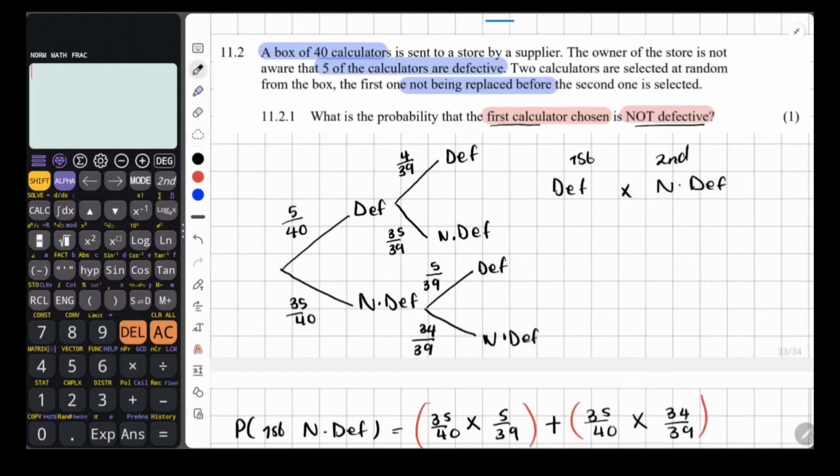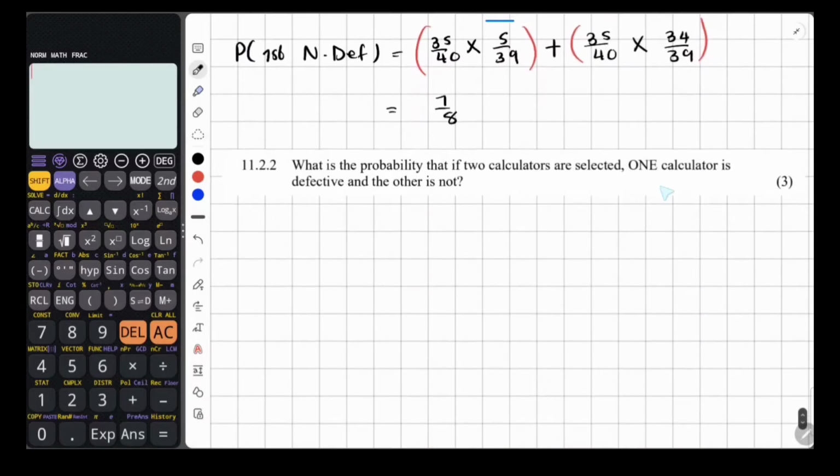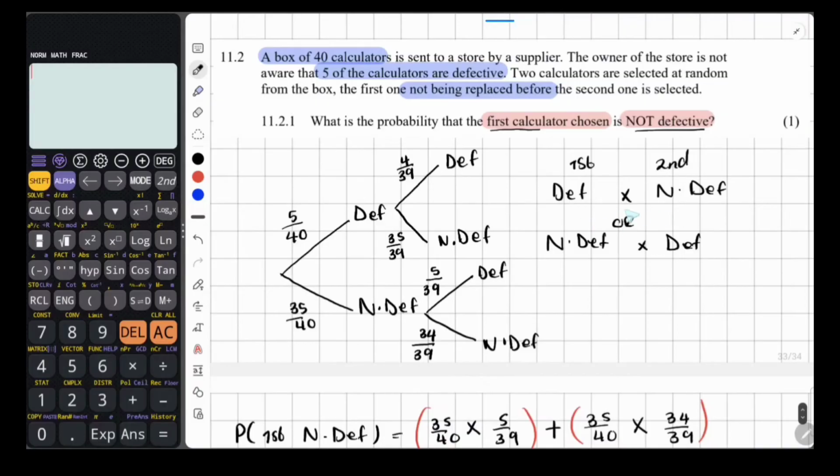But they just said one calculator has to be defective, the other must not be defective. So we can take this in any order. So we have to take both situations. We have to take where the first one is defective and the second one is not defective. Or it could be the situation of the first one being not defective and the second one being defective. So you have to take these both cases because they were not specific. This would be under this criteria where one calculator is defective and the other is not. Okay, so let's just find those, and then because we have both, we add them together.